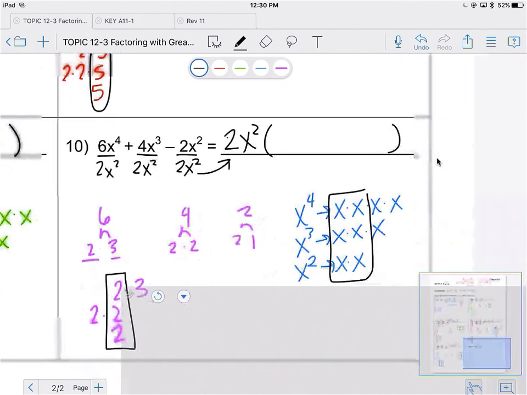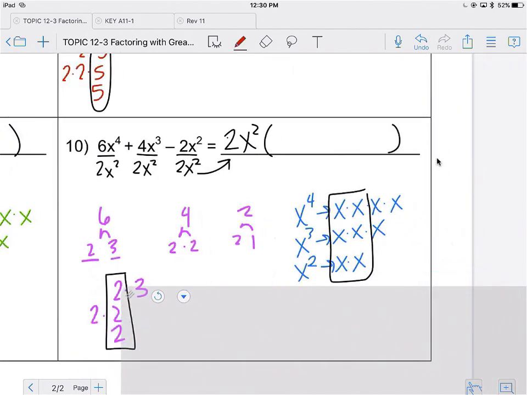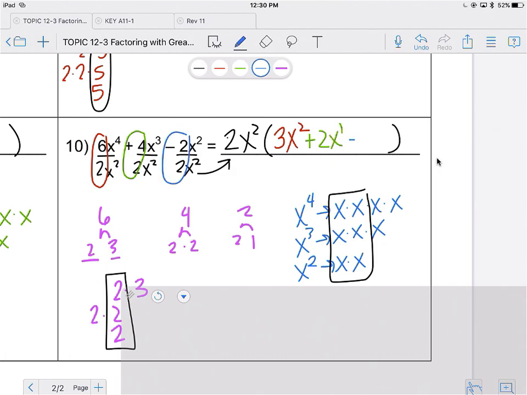Remember that whatever you take out must be divided evenly by all of your terms. 6 divided by 2 is 3. X to the 4 minus 2 is 2. 4 divided by 2 is 2. X to the 3 minus 2 is 1. Negative 2 divided by negative 2 is negative 1. X squared divided by x squared cancels.